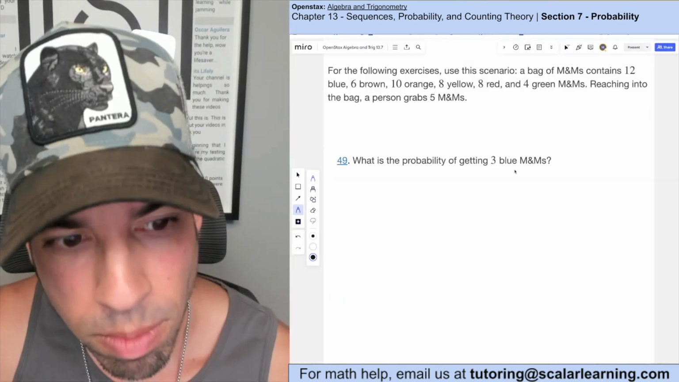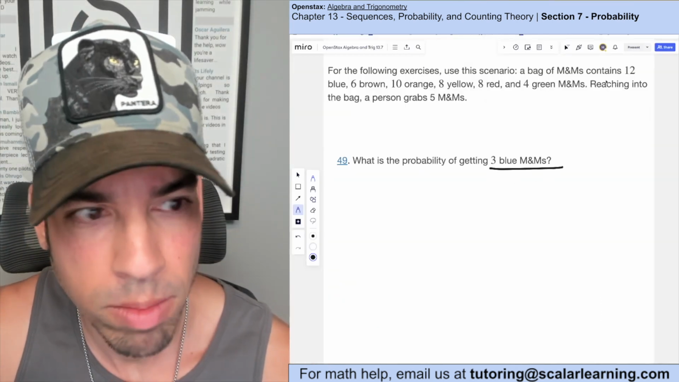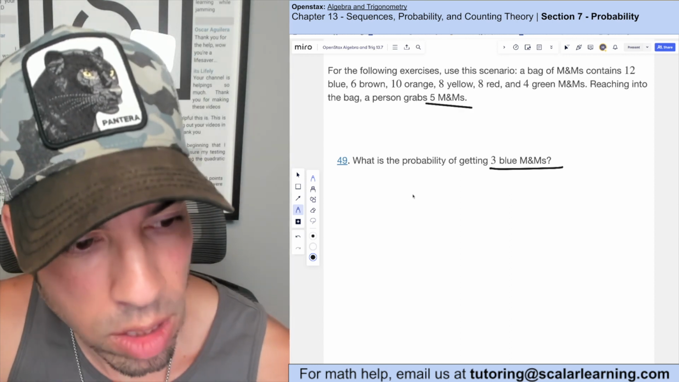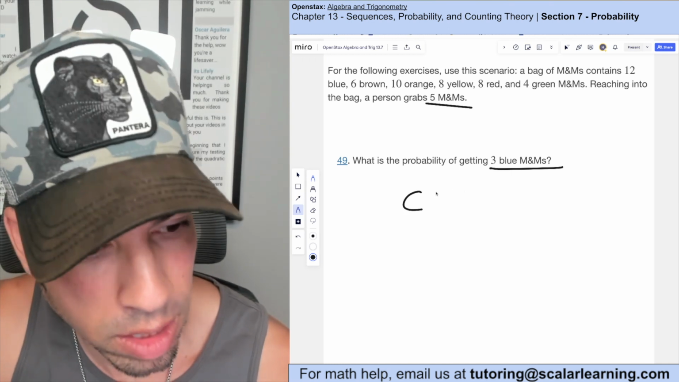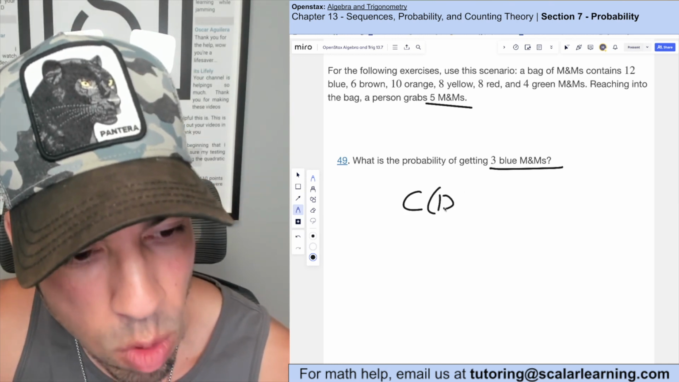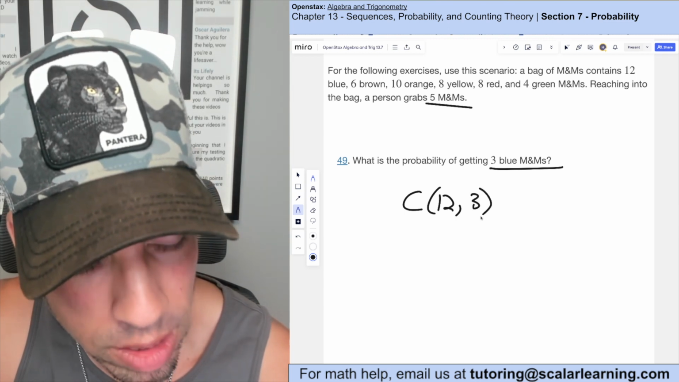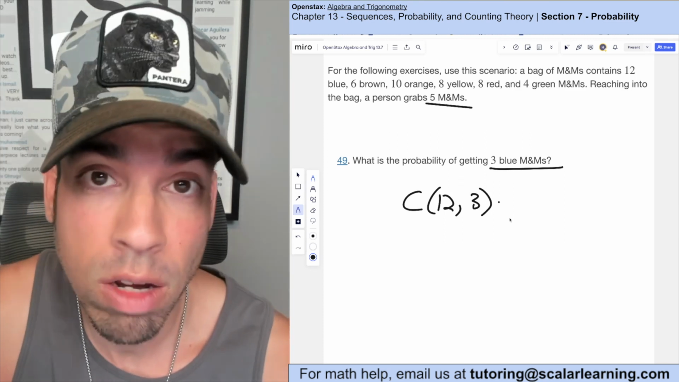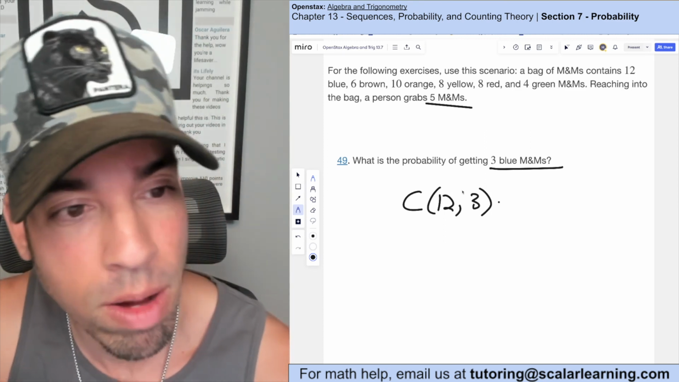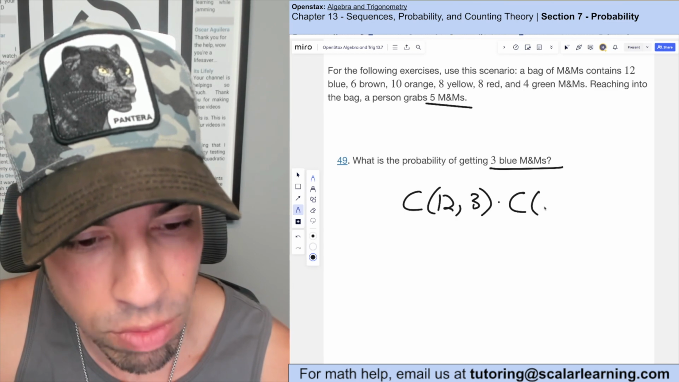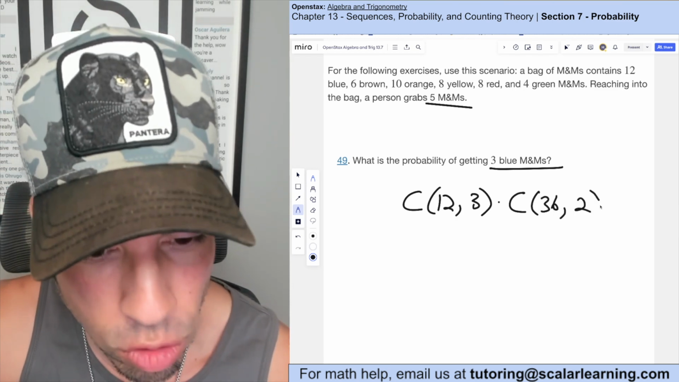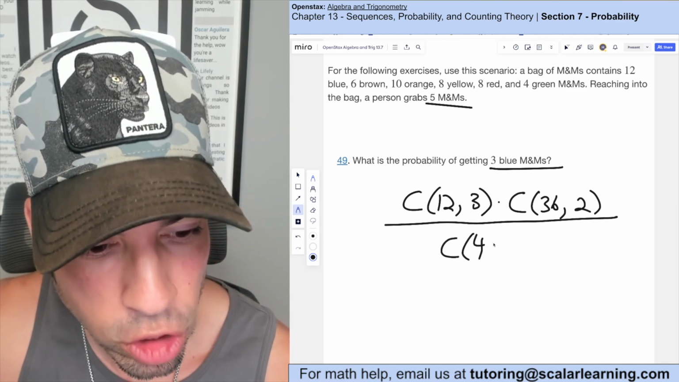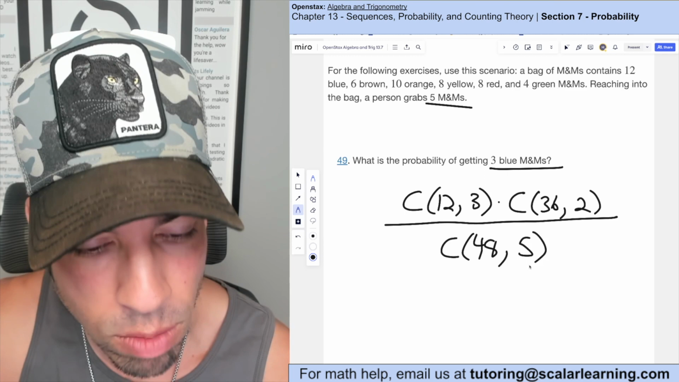Done. What is the probability of getting 3 blue M&Ms? Okay, so again, we're grabbing 5 total, right? So to set this up, we want to take, what is the probability of getting 3 blues, which is we've got 12 total blues, choosing 3. Now, the interesting bit is we have to multiply this by the combination of choosing the other ones that are not blue, right? So how many other M&Ms do we have that are not blue? We have 36, and of these, we need to choose 2. And then all of this is divided by our total, which is 48, choose 5. Because again, we're choosing 5 total.